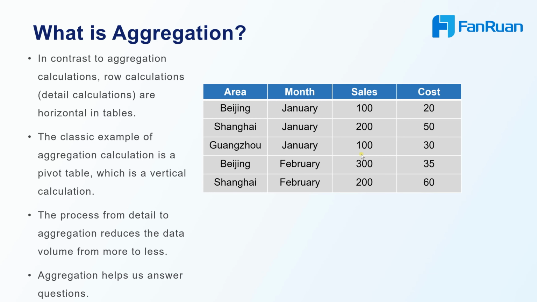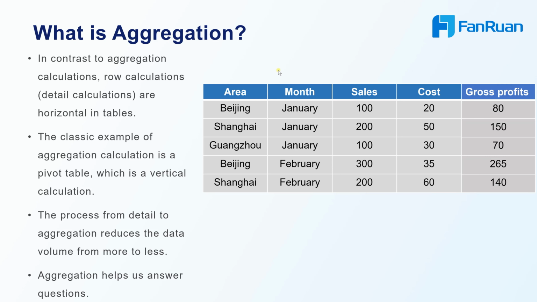Before we start the formal lessons on the define function, I'd like to ask everyone a question. Do you know what aggregation calculation is? For example, I have an Excel table. In contrast to aggregation calculation, we also have row-by-row calculation, or detail calculation. For example, when calculating gross profit, we do this calculation row by row horizontally, which is called row calculation. On the other hand, aggregation calculation is done vertically.